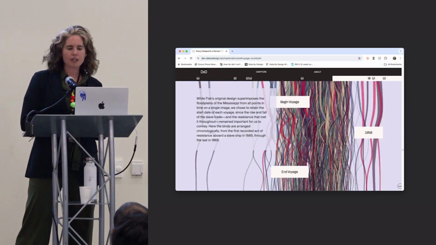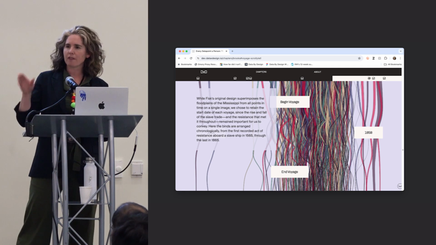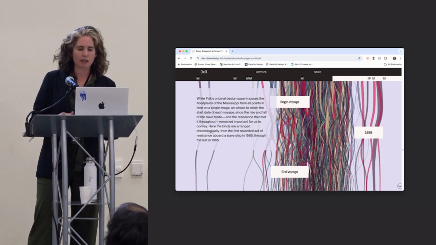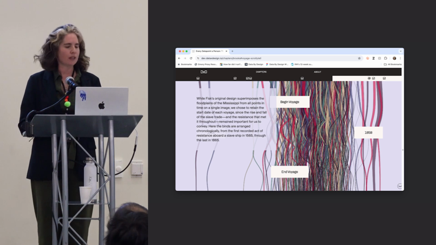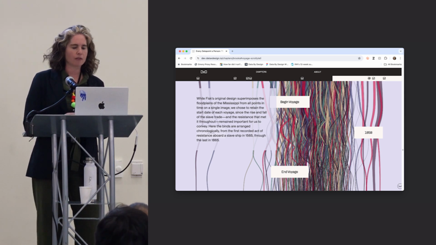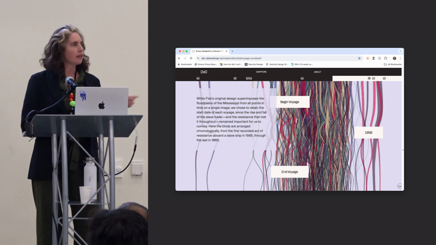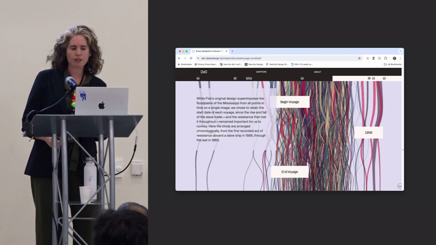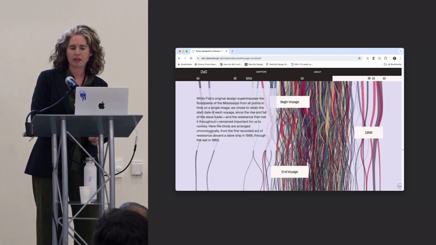Well, Fisk's original design superimposes all of the different floodplains of the Mississippi onto a single image all at once. We chose to retain the start date of each voyage since we thought the rise and the fall of the slave trade and the resistance that it met throughout remained important for us to convey. So here you can see all of the binds arranged chronologically from the first recorded act of resistance aboard a slave ship in 1565 through the last in 1865.